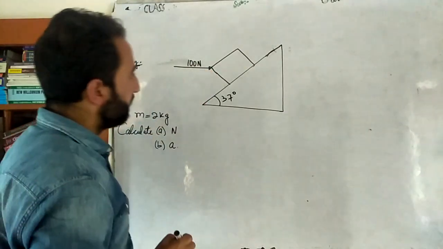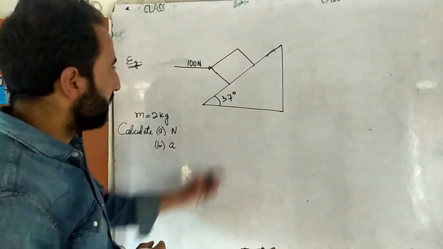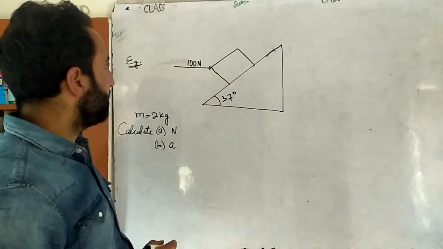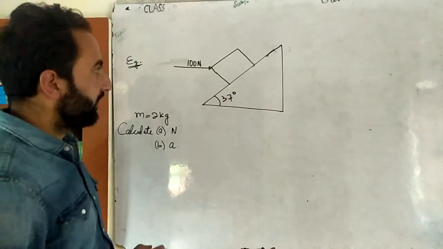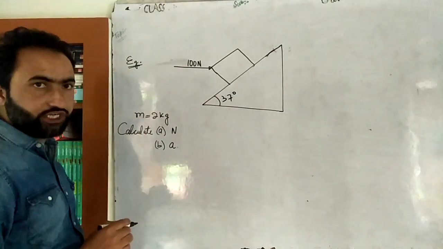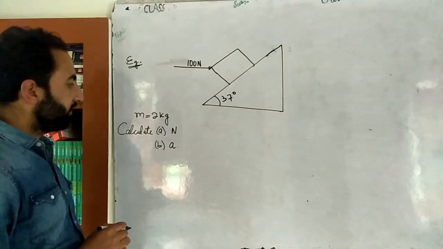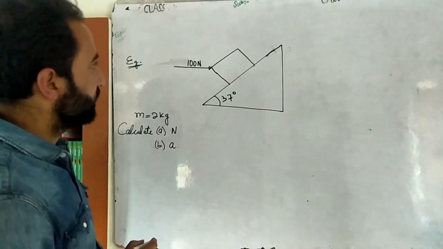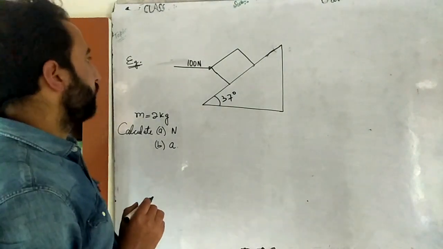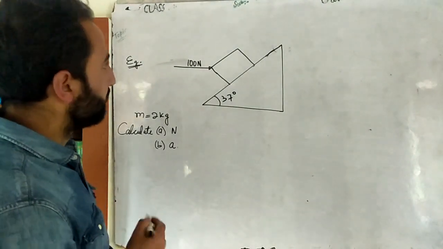This is a block on an inclined plane, with angle of inclination 37 degrees. An external force of 100 newtons is applied on it. Mass of the block is given, that's 2 kg. The question is: part A, calculate the normal reaction on the block due to the inclined plane, and part B, calculate the acceleration of the block, down the inclined plane or up the inclined plane.